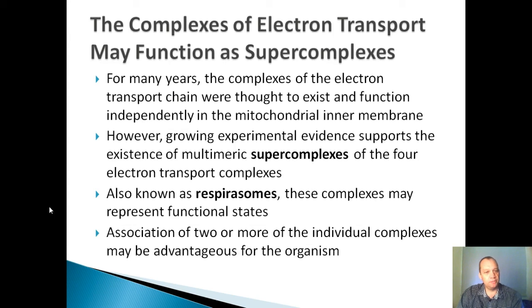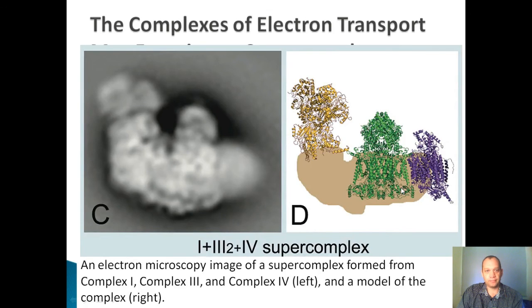So what is a supercomplex? It's basically the association of 2 or more of the individual complexes that we've discussed. And that might actually be more advantageous energetically to the organism. So just some of the experimental evidence. This is an electron micrograph of a supercomplex formed between complex 1, 3, and 4, and then how people have tried to explain what they see under the electron microscope by modeling the protein models of the different complexes together.